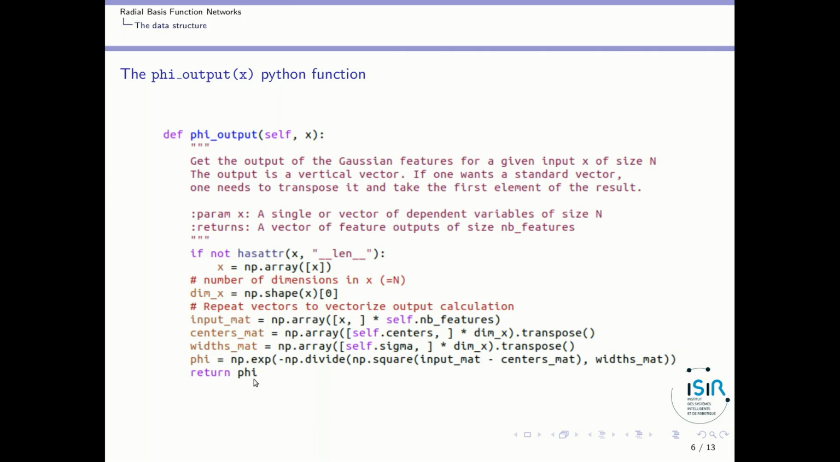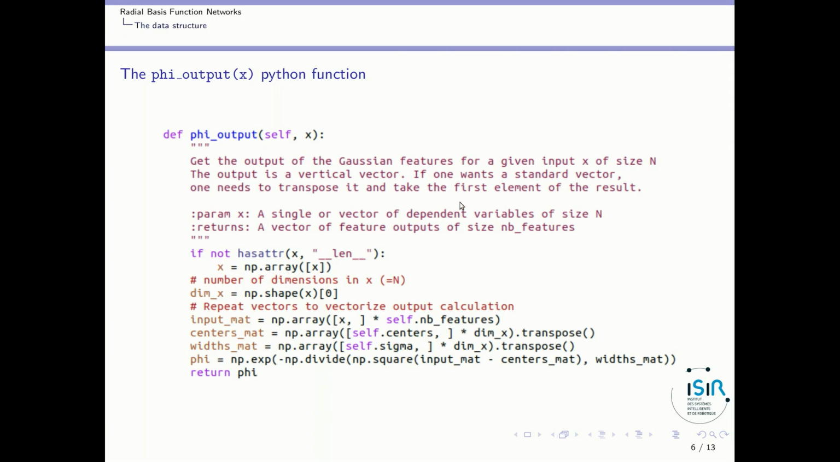And one point which is very important is that I decided that this phi output function returns a vertical vector. Why did I do so and not rather define a horizontal vector phi1, phi2, phi3 of x?